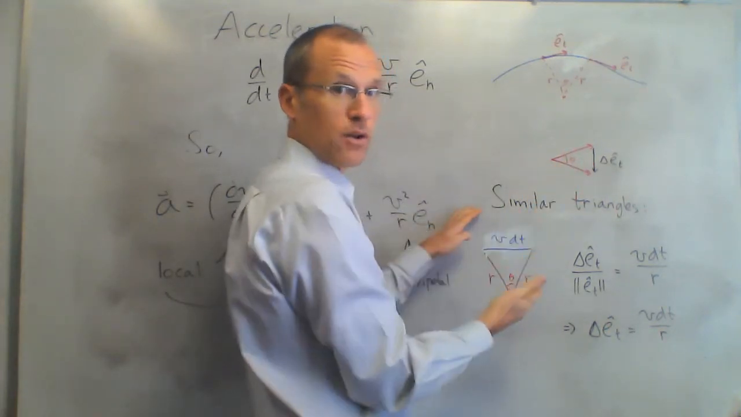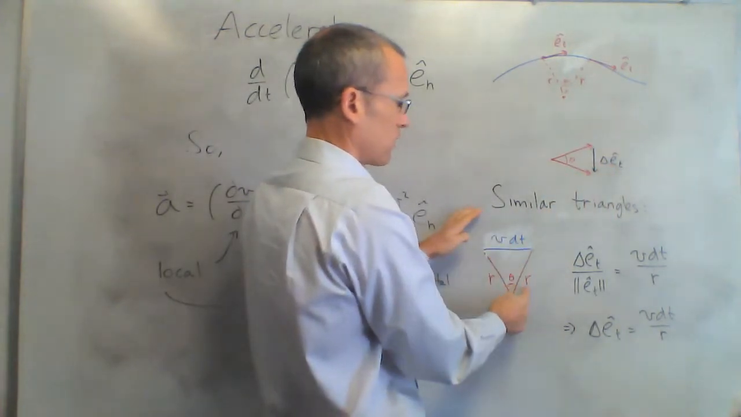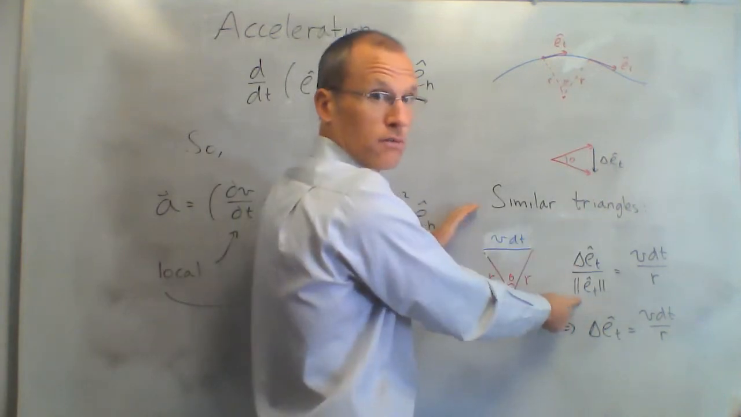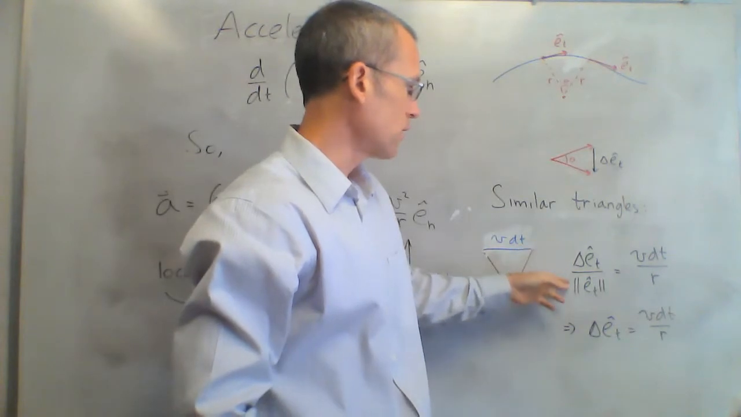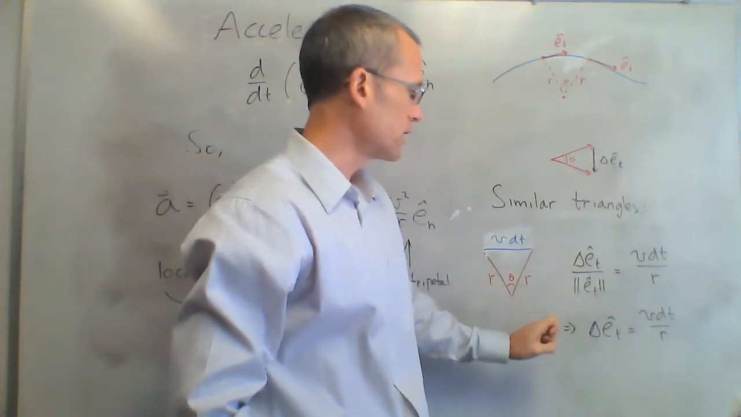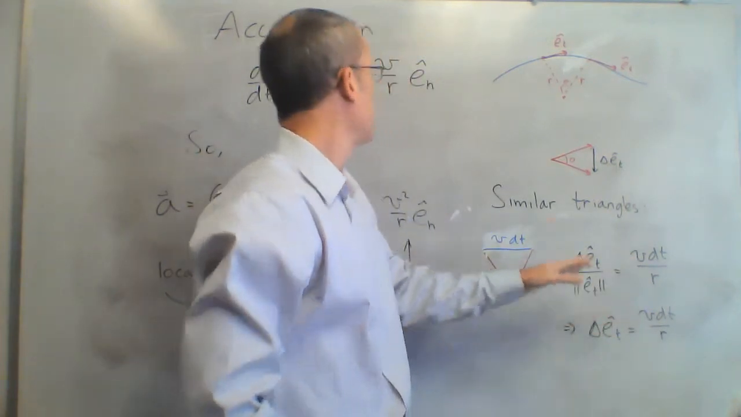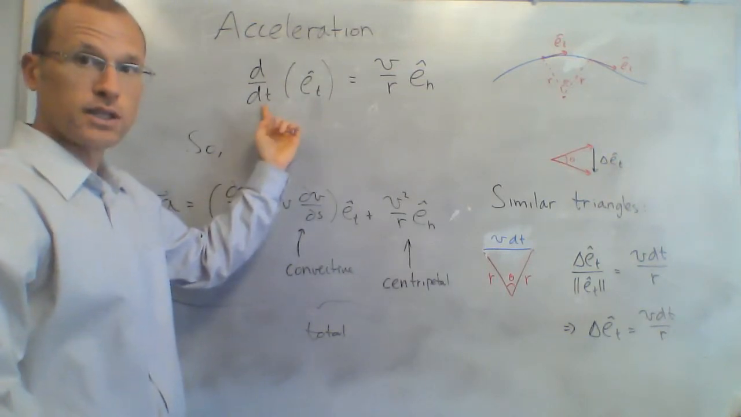So I can basically make a ratio. Delta e_t over this length is the same as v dt over r. These lengths are the magnitude of a unit vector, and a unit vector has length 1. So delta e_t over that length is v dt over r. This is just 1. So delta e_t is v dt over r. That's my delta e_t. Now my derivative is basically delta e_t over delta t.